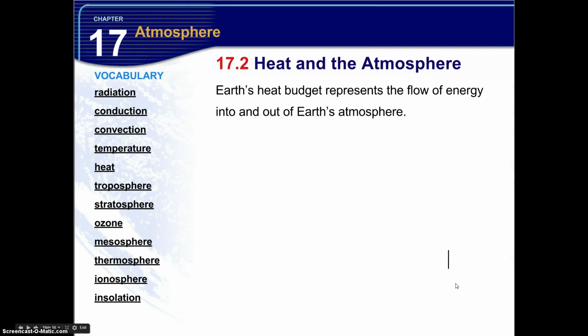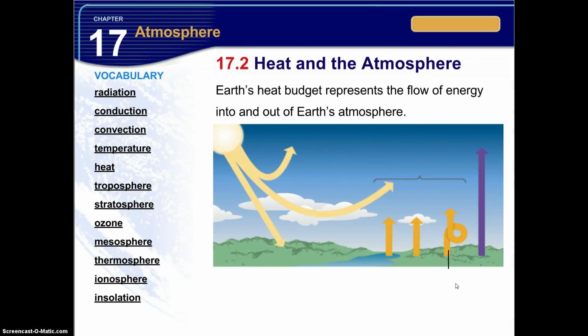Now Earth's heat budget represents a flow of energy into and out of Earth's atmosphere. This diagram is based on average data. Clear skies, cloud cover, and snow-covered ground would affect these values. But we're going to start off with 100 units of insolation.